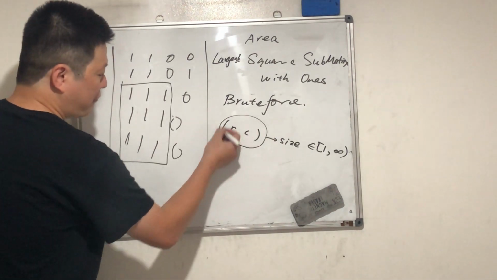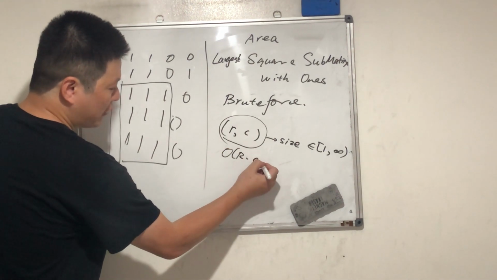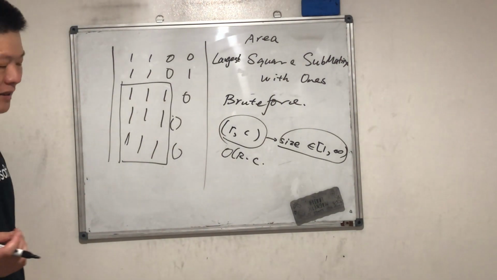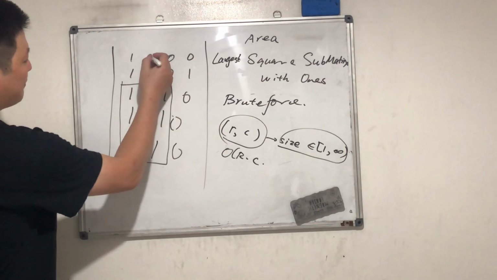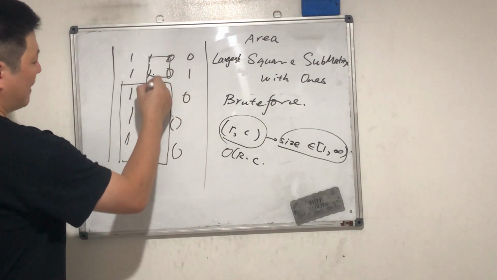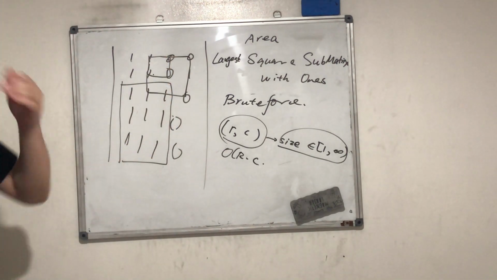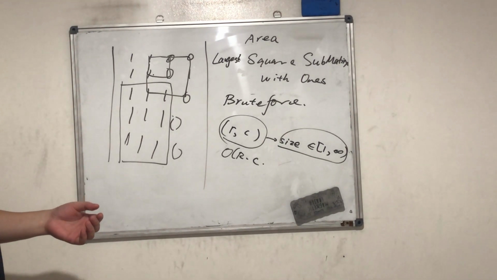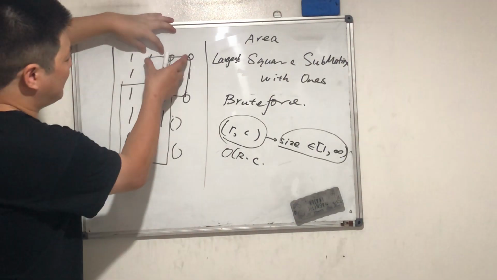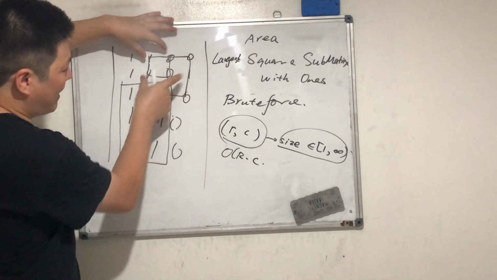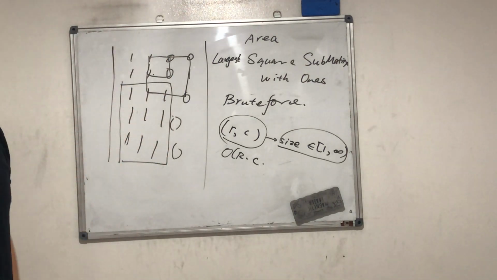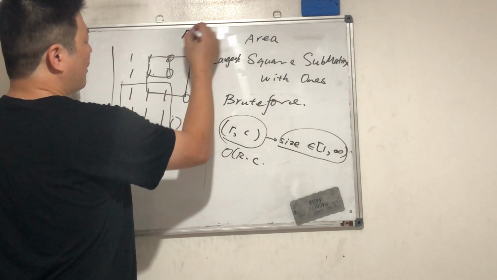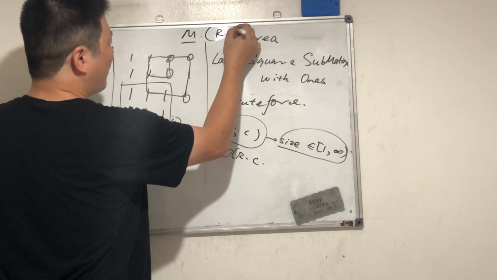Look, we iterate with O(RC), R times C. But we need to check the matrix. If this matrix here is size R by C, what's the matrix name? Matrix name, M, for example. Then M is a matrix with R rows and C columns.